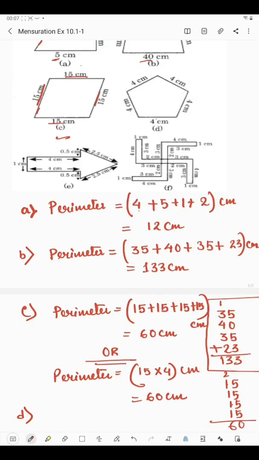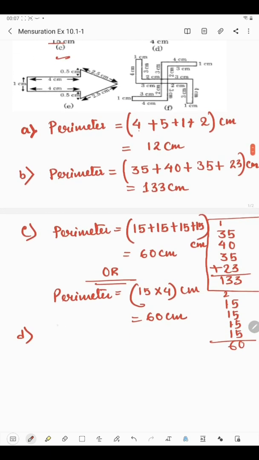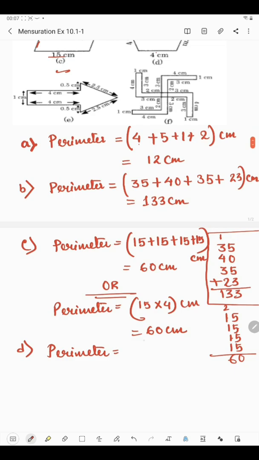Here the length of all 5 sides are same, so this also we can find by multiplication. We can find this by addition also or multiplication. Here we have 5 sides and all are of the same length, which is 4 centimeters.